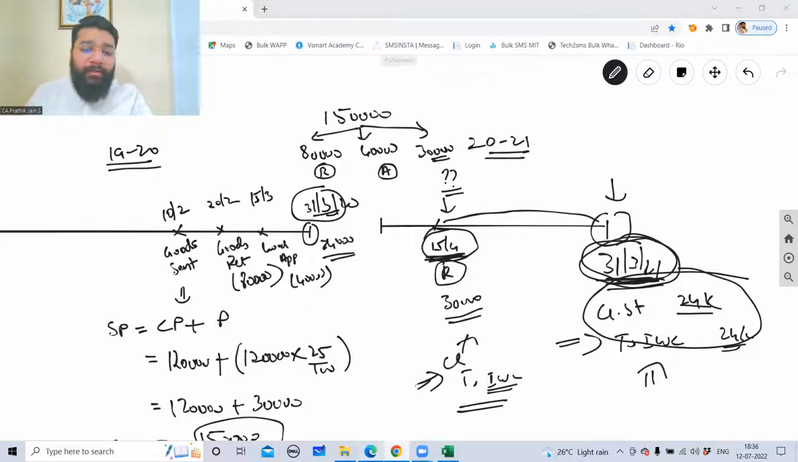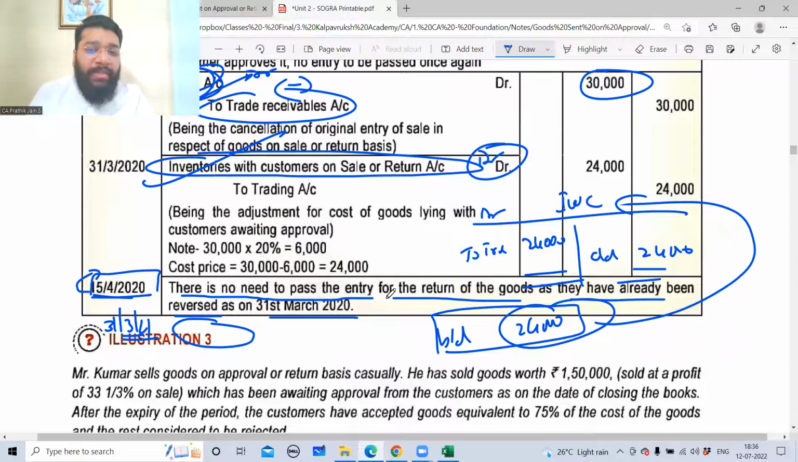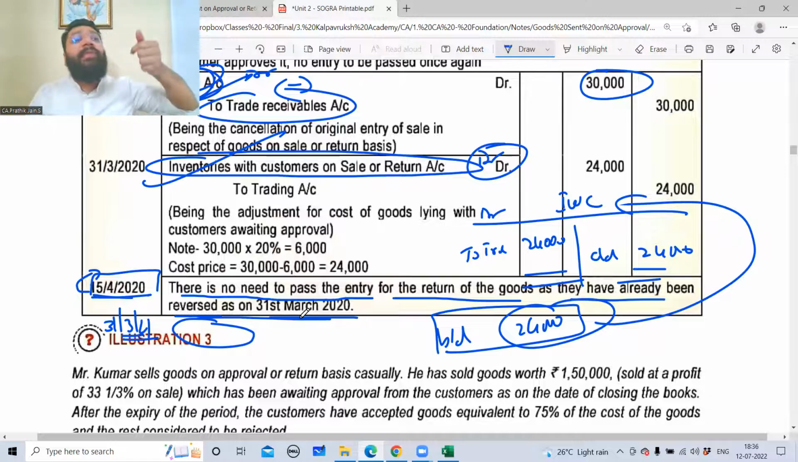So here they have told that on 15th of April, no entry will come. There is no need to pass an entry for the return of goods as they have already been reversed on 31st of March. But still, one point they should have mentioned is that the inventory with customer account needs to be closed by transferring it to closing stock. That one point they have missed out.